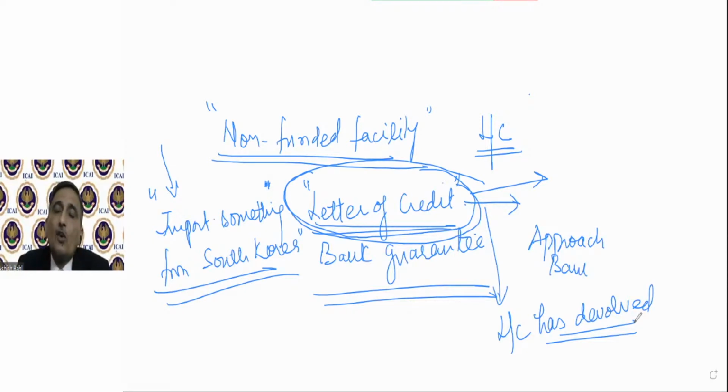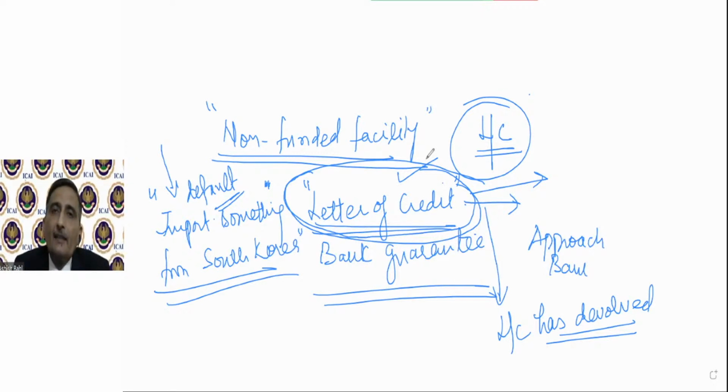Okay, so this devolvement is contingent. It might occur or not occur. So when would the bank have to transfer funds? If there is a default by this party, the Indian party. Okay, so this type of facility is non-funded facility. This type of facility is called non-funded facility.